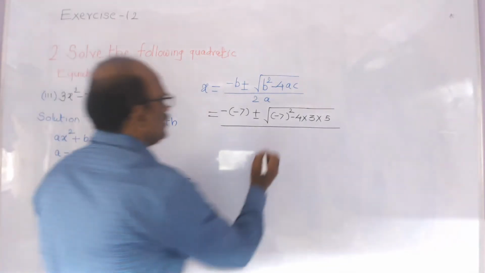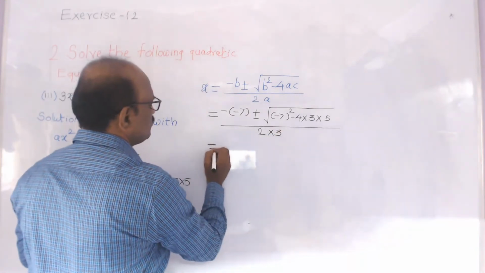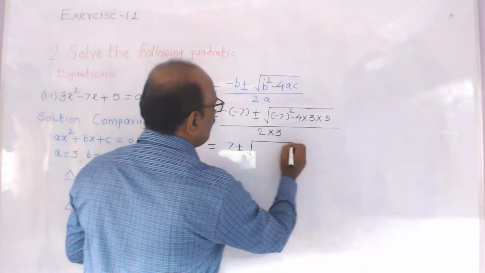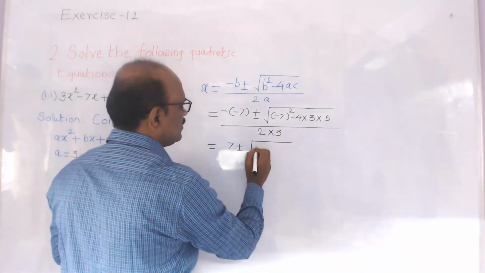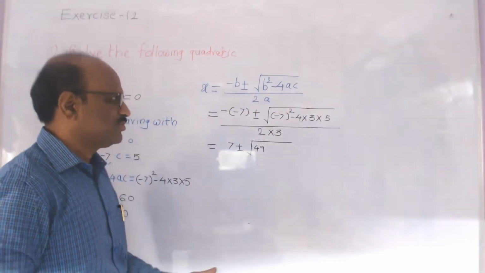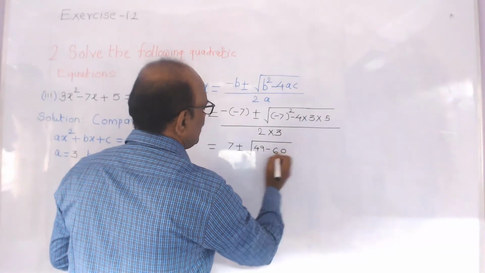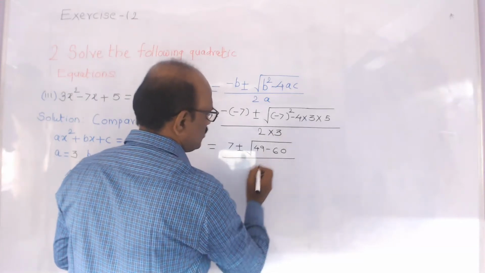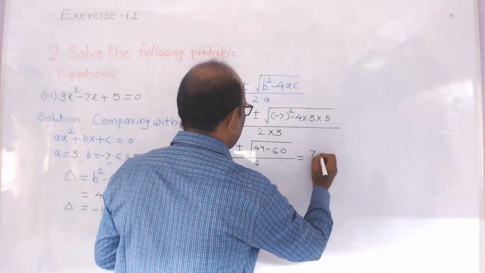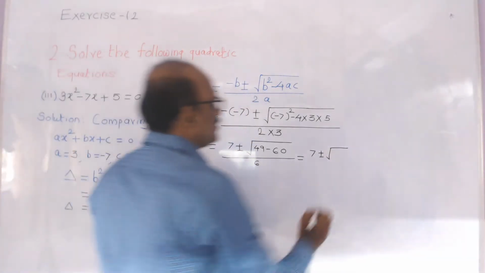2 into 3, and that equals 7 plus or minus root of minus 7 square, that is 49. We have calculated its value. We'll substitute the values, that is 49 minus 60, and this divided by 2 into 3, which equals 6. Again here we can write 7 plus or minus root of minus 11 upon 6.